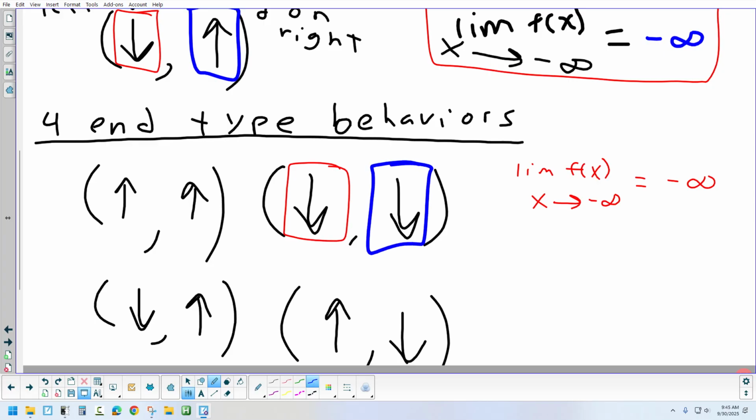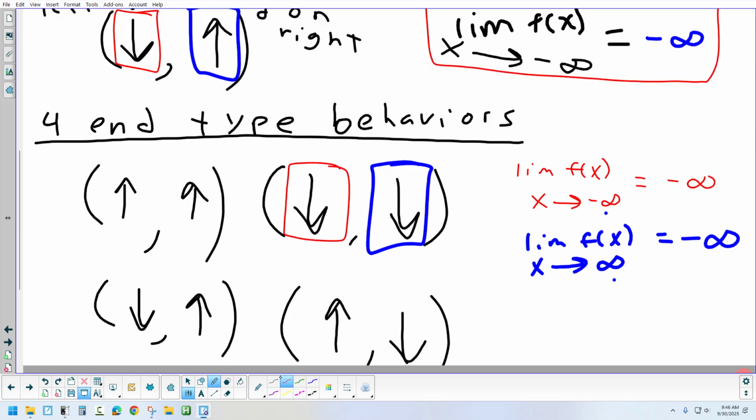If you wanted to describe that one, that's the right side because it's after the comma. It's also going down. So the limit of f of x as x approaches infinity is also negative infinity. This is as you go to the left. This is as you go to the right. But in both cases, down.